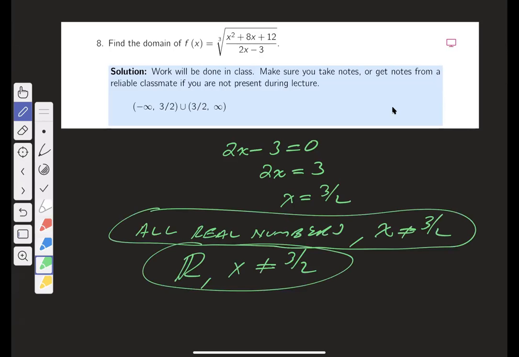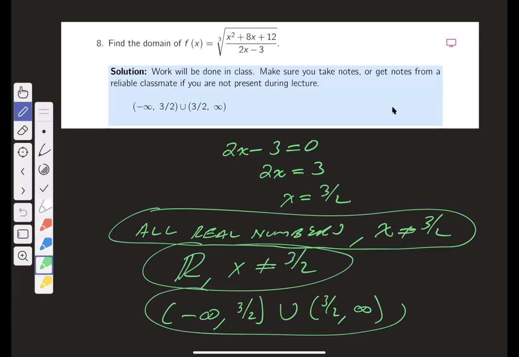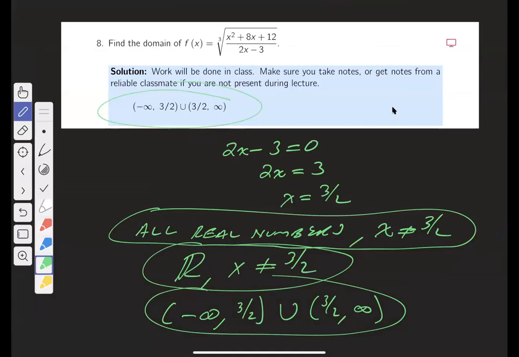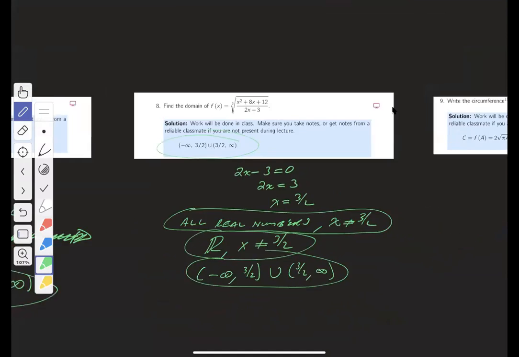We want to write intervals down. What's it going to be? Minus infinity up to 3 halves, not touching it, union 3 halves off to infinity. You've got to get used to intervals. It's something that can be done again and again from this course forward. So let's go to the next one, which is number 9.